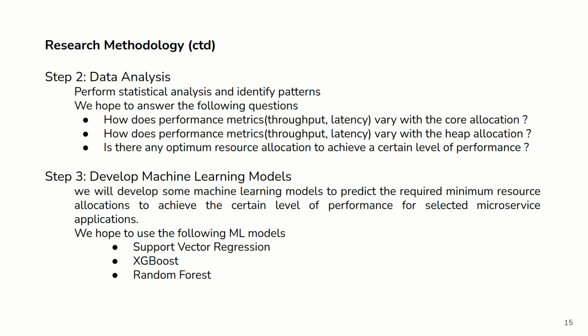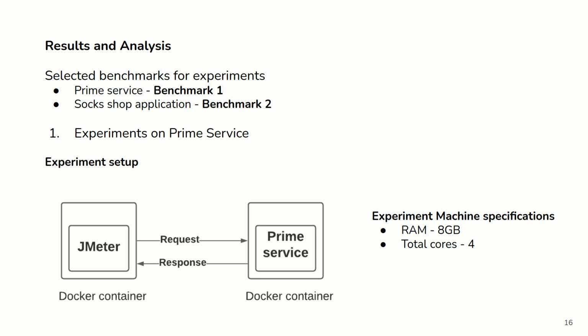The second step is data analysis. In this step, we perform statistical analysis of the data we collected in step 1 and identify the patterns. The third one is to develop machine learning models to predict the minimum resource allocation. Here we have planned to select three models: support vector regression, XGBoost, and random forest. We selected those models because the performance and resource allocation behavior is not linear, so these models will capture the non-linear behaviors. And this is the resultant analysis.